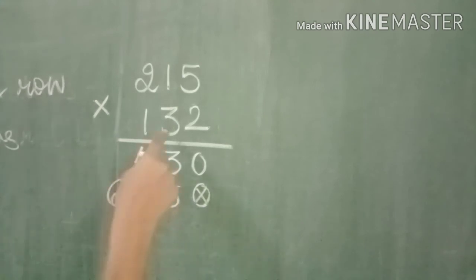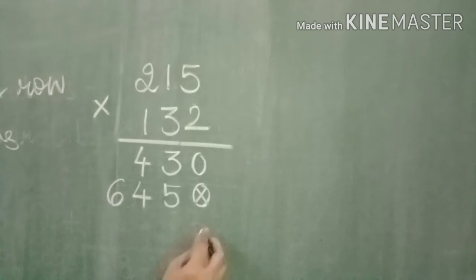Now we have got the answer for 3, that is 6,450. Now let's do the calculation with 1, which is standing in the hundreds place. So how many zeros? There are 2 zeros. This is unit 0 and this is tens 0. See, I have written them one below the other.